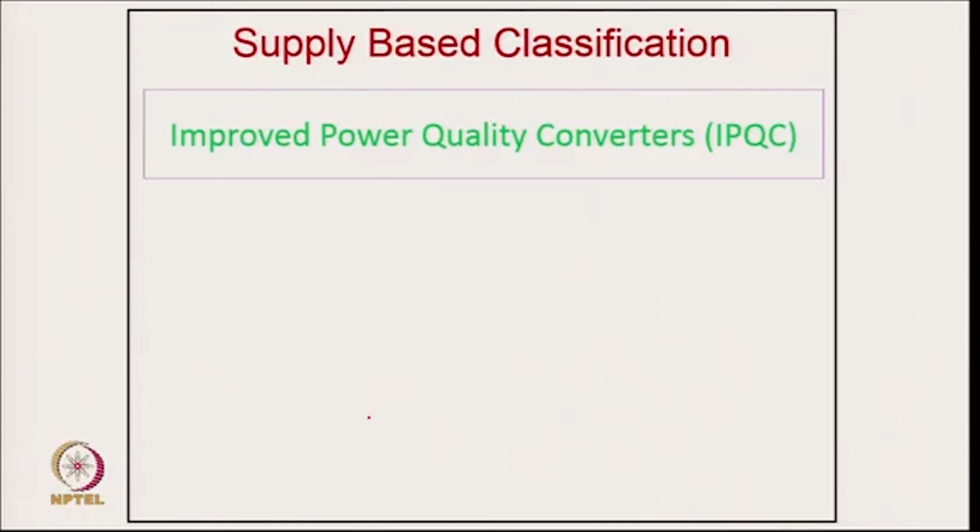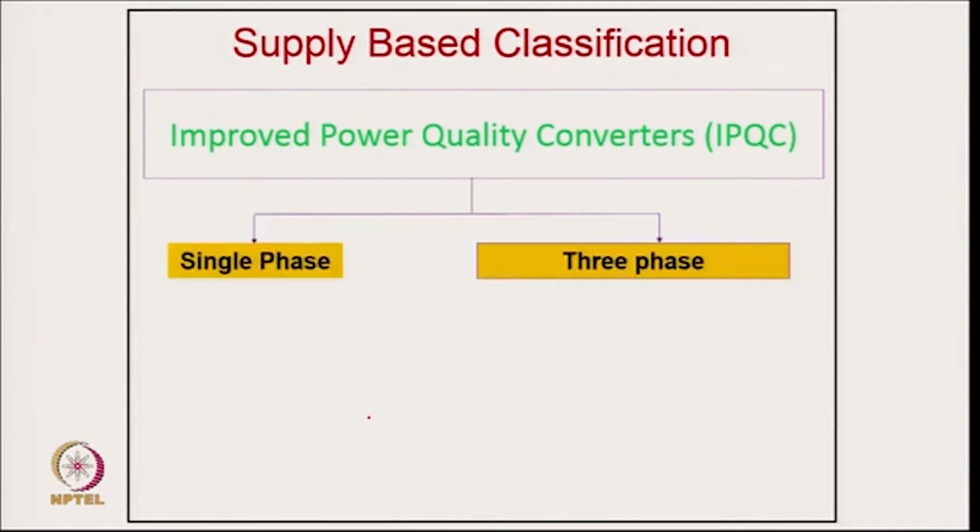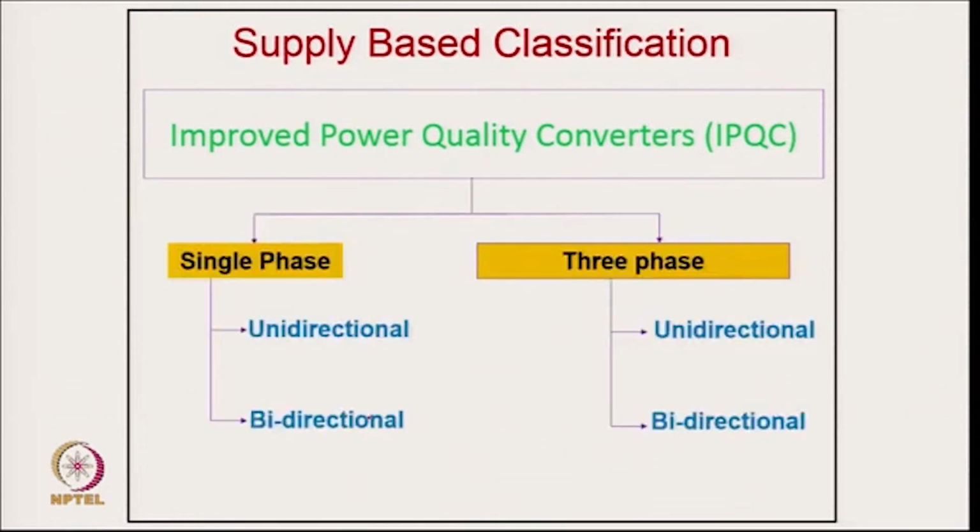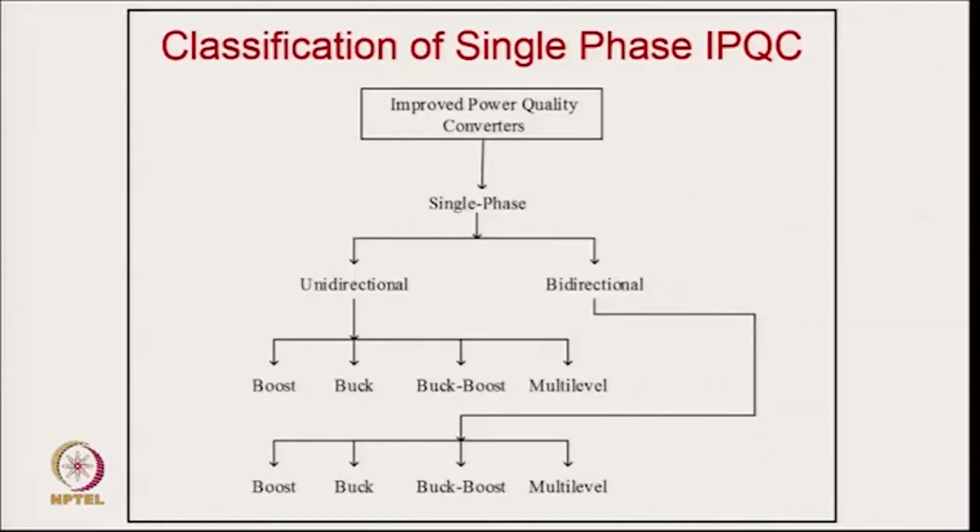Coming to a supply-based classification of improved power quality converters, they can be single phase or 3 phase, and we can have unidirectional or bidirectional power flow in single phase, as well as in 3 phase. Further classifying single phase, unidirectional has boost, buck-boost and multi-level, and bidirectional of course also has boost, buck-boost and multi-level. So, single phase improved power quality converters can be divided into 8 categories. I can mention the applications here, and we will discuss the circuits also.